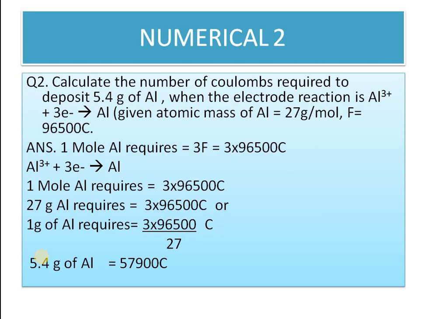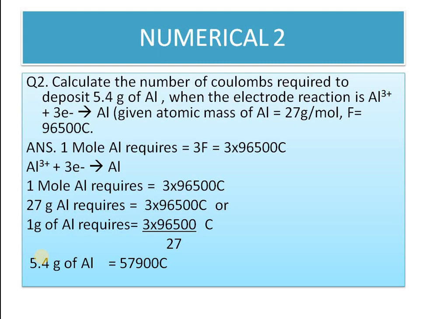Next question is again regarding Faraday's first law. Calculate the number of coulombs required to deposit 5.4 gram of aluminium when the electrode reaction is Al3+ plus 3 electrons gives aluminium. Given atomic mass of aluminium is 27 gram per mole, Faraday is 96500 coulomb. So how to solve that? 1 mole of aluminium requires nF Faraday. n is what? 3. So 3 into 96500. Now 1 mole of aluminium requires 3 into 96500 coulombs, that is 27 gram. So we know that 1 mole is equal to the atomic mass. 27 gram of aluminium requires this much, 1 gram this much, and for 5.4 gram we can multiply and get the answer. You will get it very nicely.